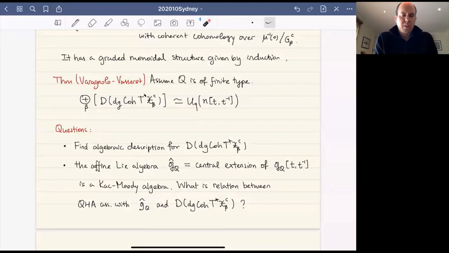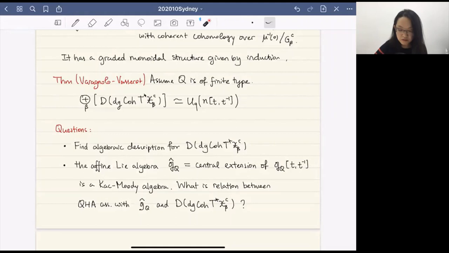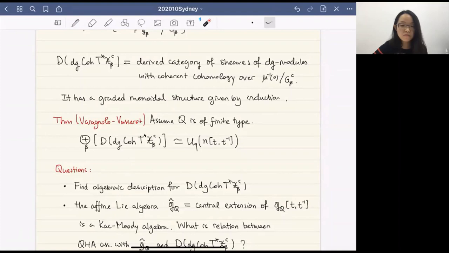Yes. How is that meant to relate to Nakajima's construction of U_q of the loop group in terms of K theory of quiver varieties? Yeah, this is different. So this is really the stack of mu minus one zero. Well, for Nakajima's quiver variety, you take the stable points and then quotient by the group. And so it is a module over this algebra.